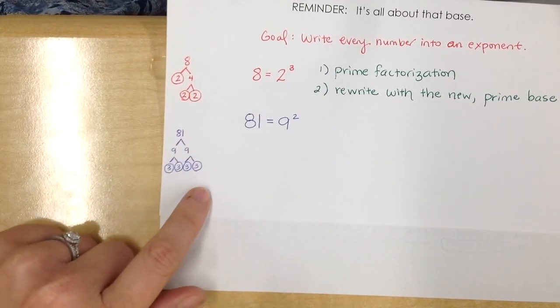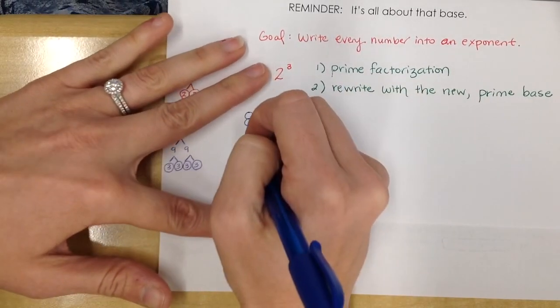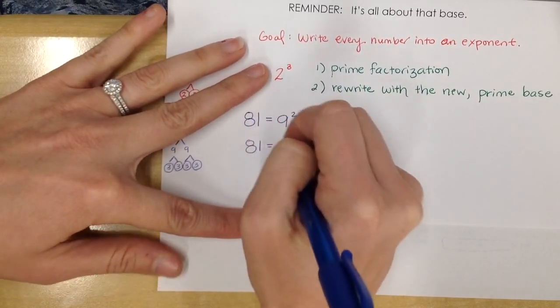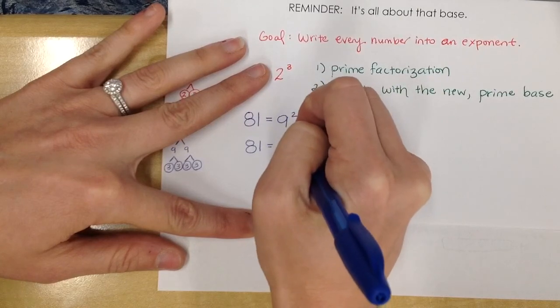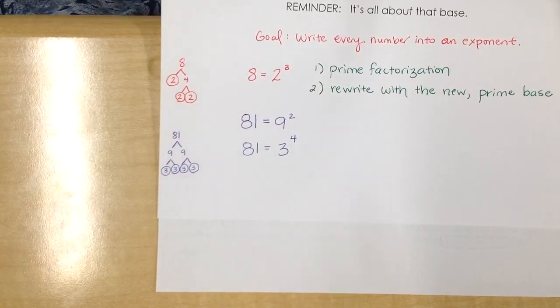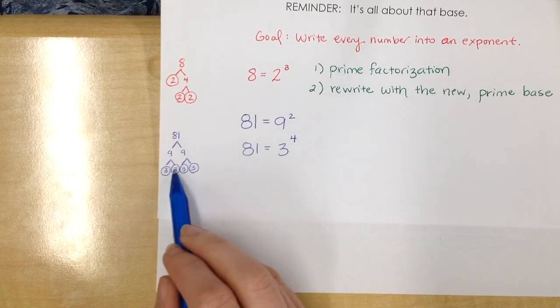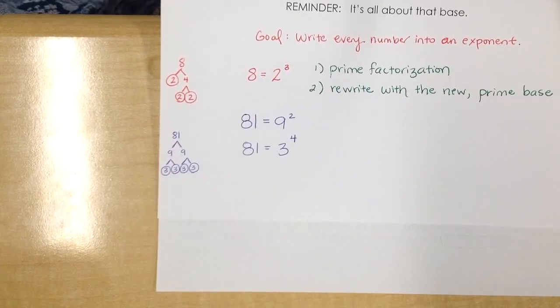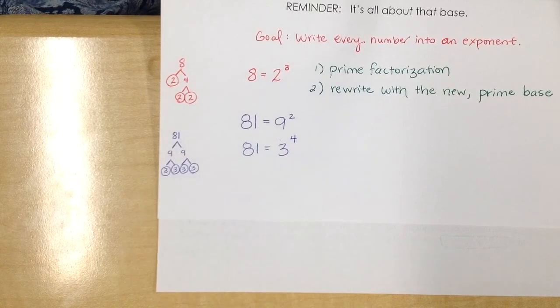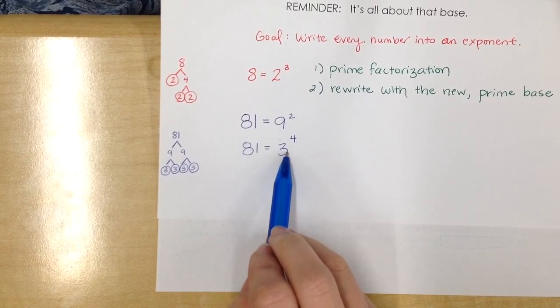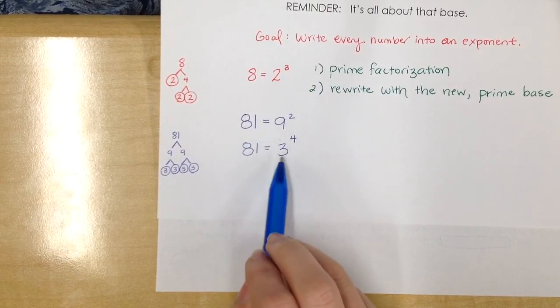And how many 3's do we have? We have 4 3's. So my base is 3 and the power is 4 because there are 4 3's multiplying each other. 3 times 3 times 3 times 3. So if I need to, I can rewrite it in 2 separate ways, but I pretty much always want to rewrite it into a base of 3.